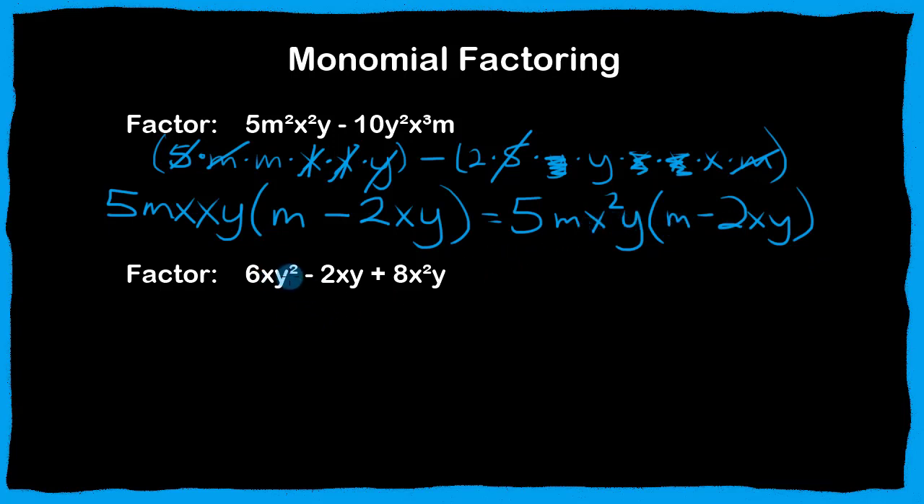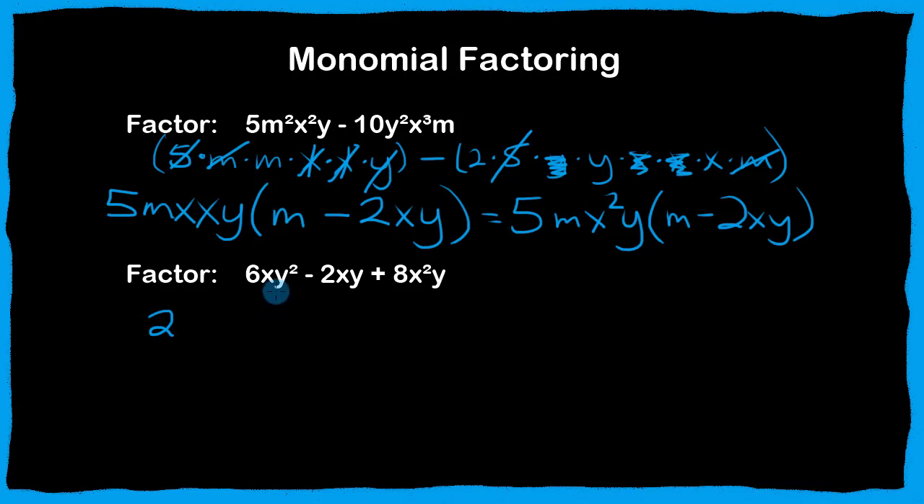Let's do it one more time. 6xy squared minus 2xy plus 8x squared y. So what is my greatest common factor as far as the constants? It's going to be the number 2. These are all even numbers, so 2 goes into all three of them. So it's going to be a 2.